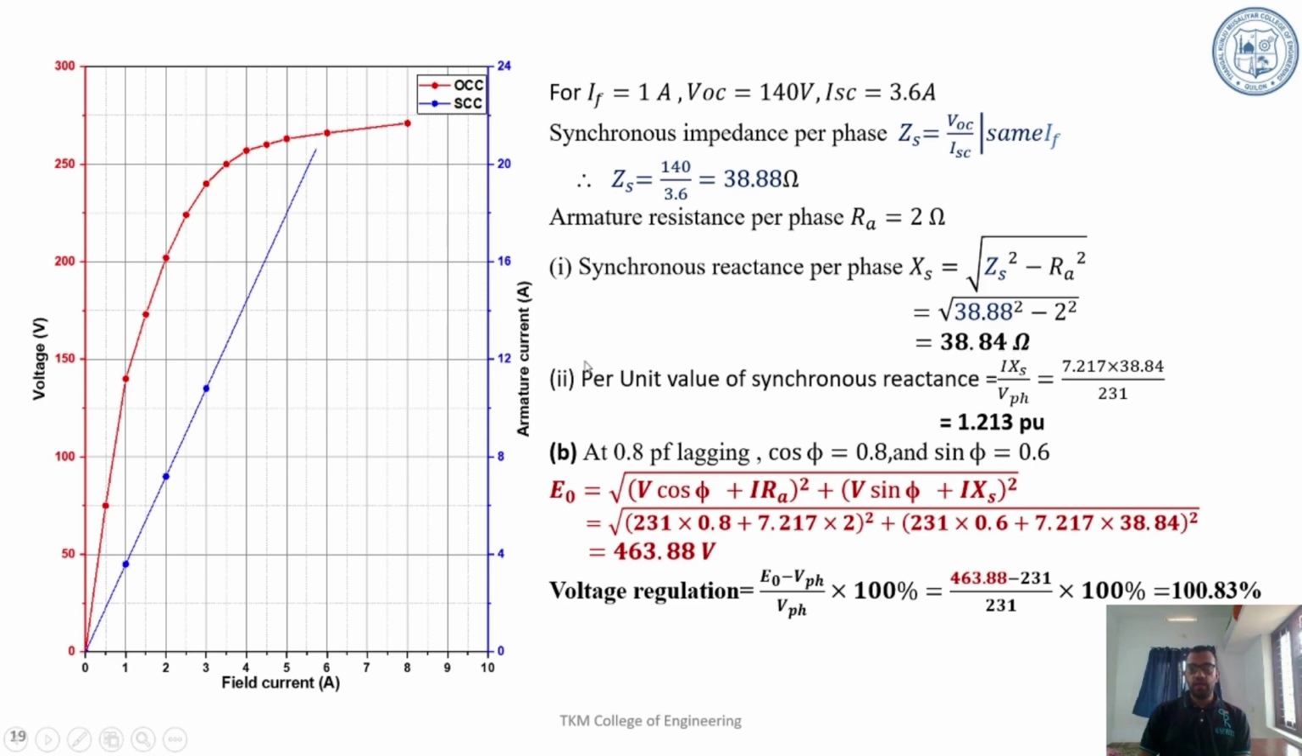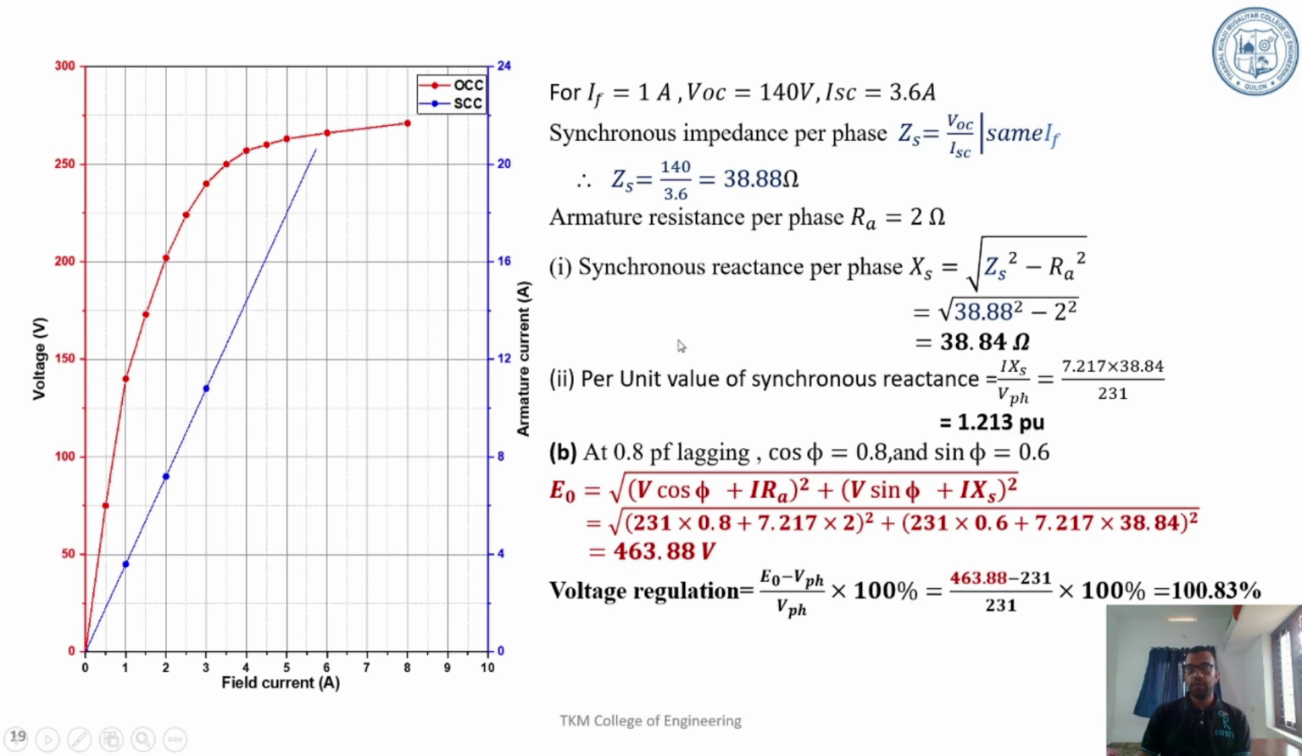Next, we need to convert the actual value into per unit value. So the per unit value of synchronous reactance is obtained as I into XS by V phase. Substituting all the values, the per unit value of synchronous reactance is obtained as 1.213 per unit.